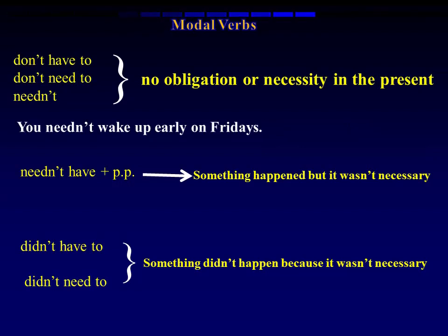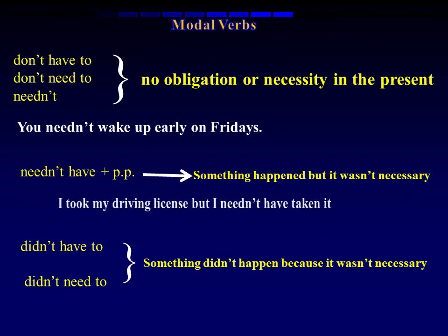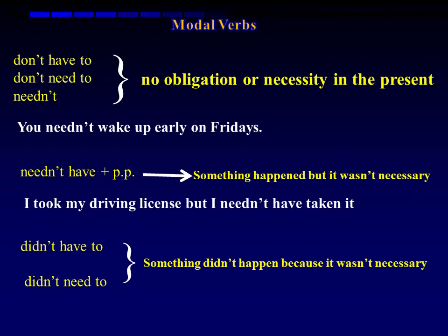The first example, you needn't wake up early on Fridays. Here there is no necessity to wake up early because we are on Fridays. That's why we use needn't. What about this sentence? I took my driving license, but I needn't have taken it. This thing happened, but it wasn't necessary for me because maybe I don't have a car, for example. Okay? The next example.